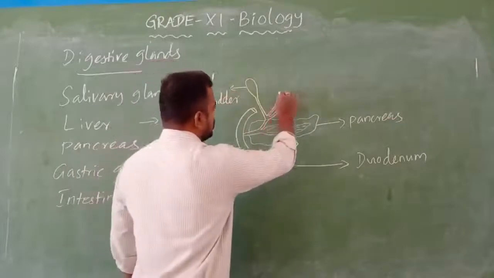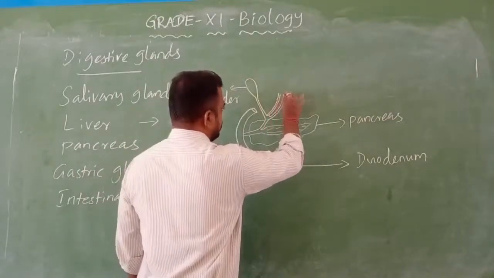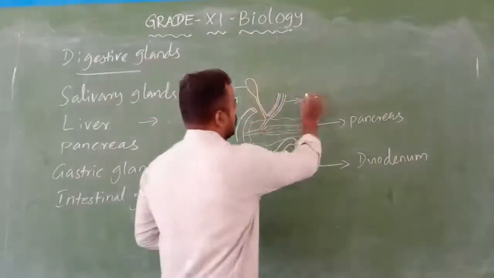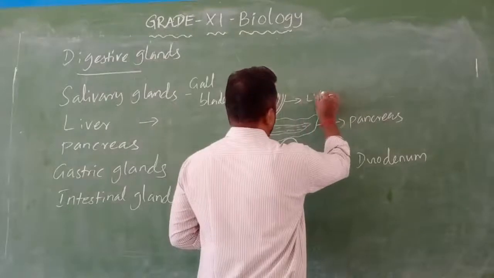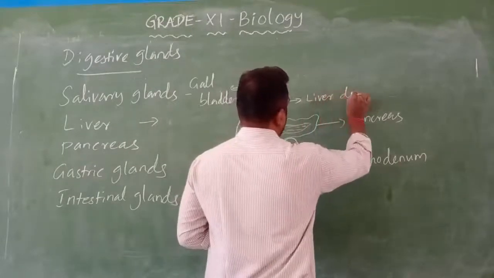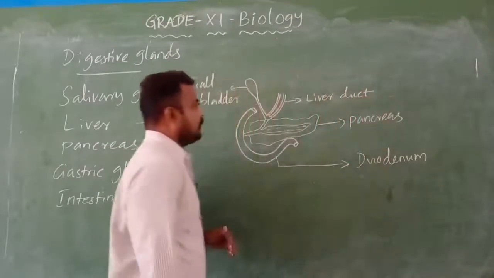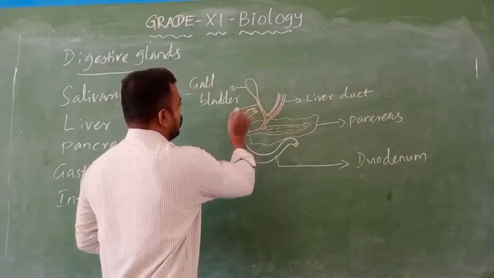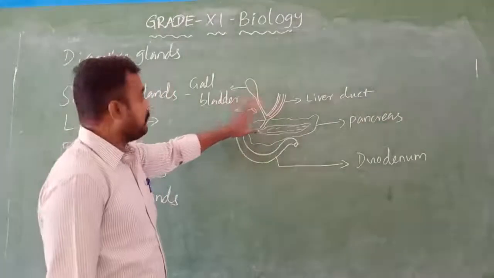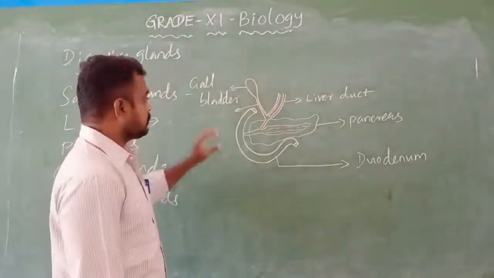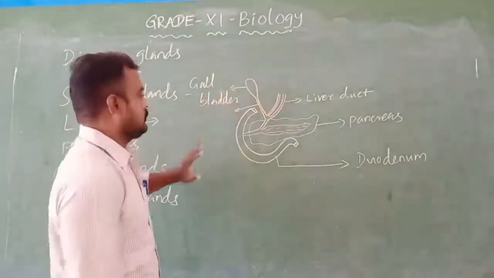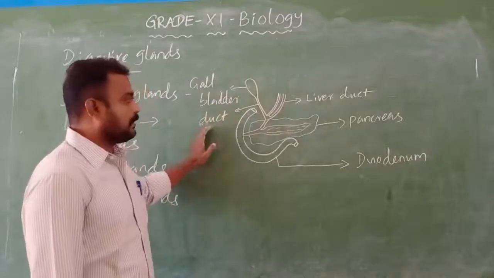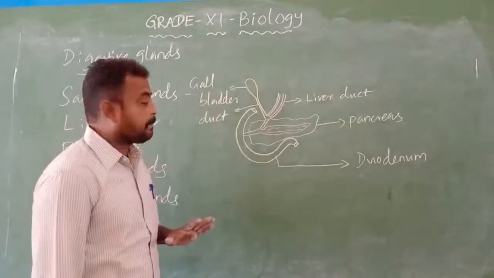So here is one duct. That duct comes from the liver. Okay, it comes from the liver. This other duct comes from the gallbladder. This is the gallbladder duct. So what happened here?